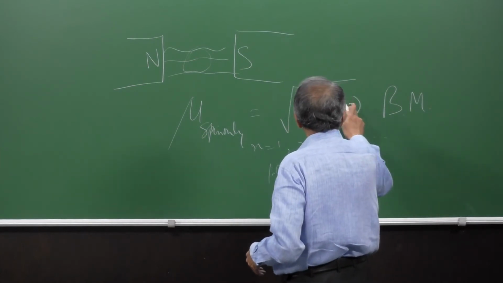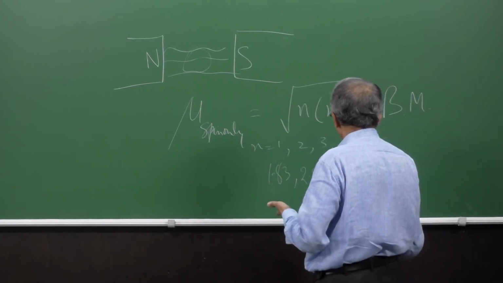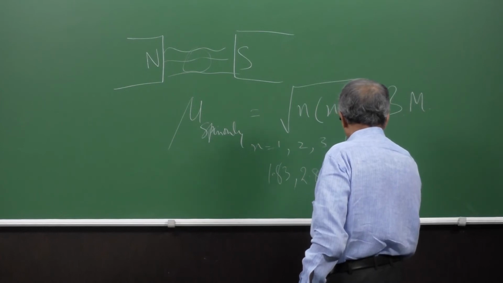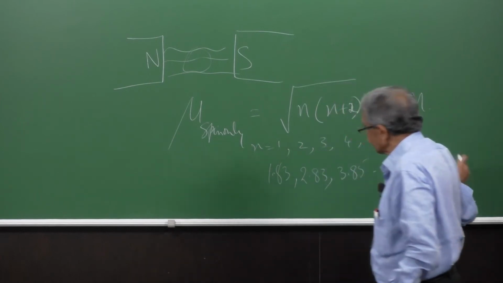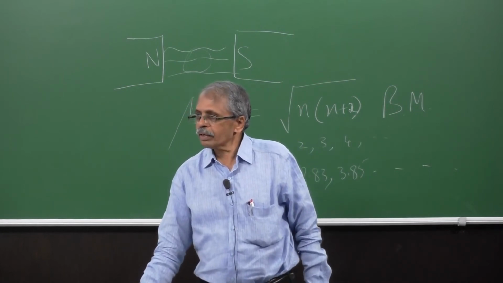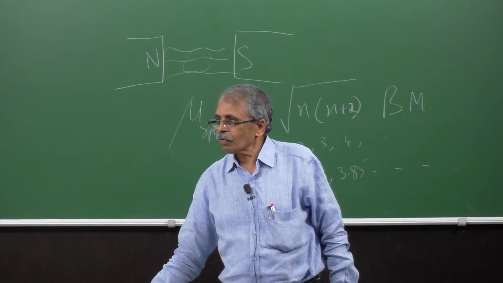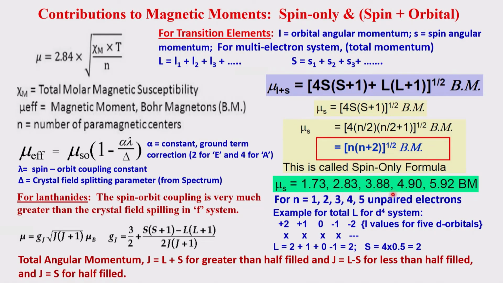So 3 plus 2 is 5, 5 into 3 is 15, and the square root of 15, if it were 16 it would be 4, so it will be less than 4, about 3.85. So like that you will have it. Okay. You can see the values 1.73, 2.83, 3.88, 4.9, etc., for 1, 2, 3, 4, 5 unpaired electrons.